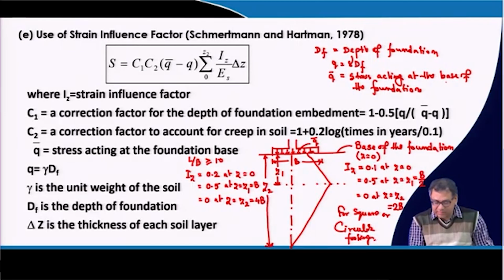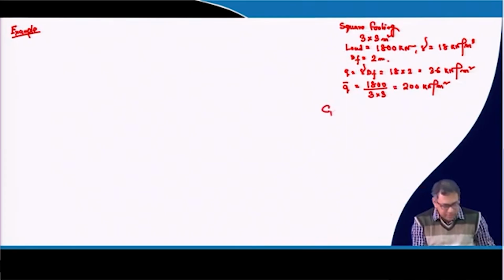Okay, now the C1 expression is given, for the correction due to the depth of foundation: 1 minus 0.5 q divided by q bar minus q. So, C1 is equal to 1 minus 0.5 times q divided by q bar minus q. That is 1 minus 0.5, q is 36, q bar is 200 minus q, 36. That is why C1 is 0.89.